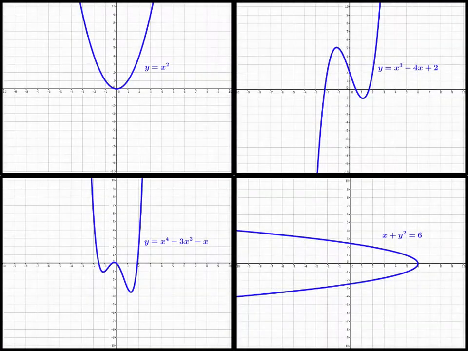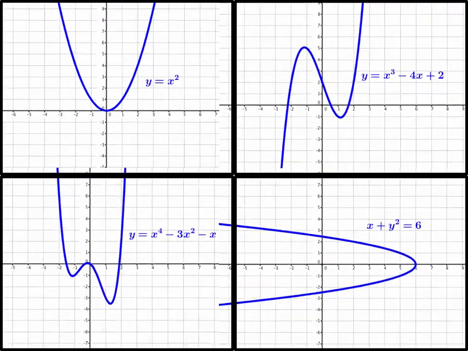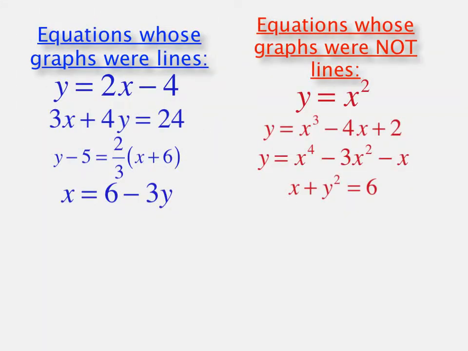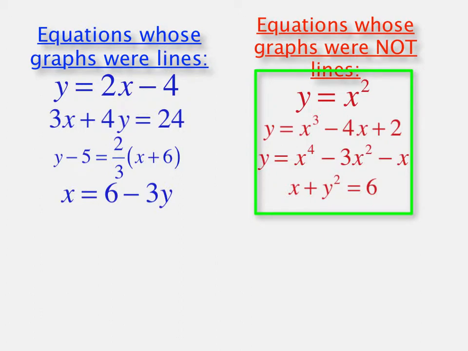Okay, now let's look at four different equations and their graphs, all of which aren't lines. And let's look at these four equations and compare them to the four that were lines and see if we can figure out anything that's different that might indicate why these will have graphs that aren't lines.